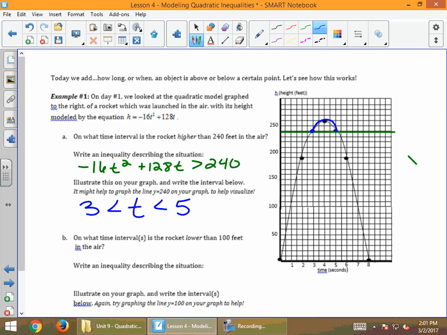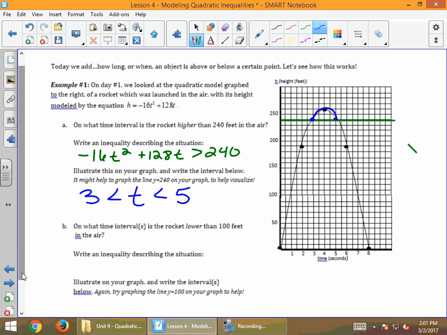We take a look at B. It says on what time interval is the rocket lower than 100 feet? Okay, and we want to write an inequality that describes the situation. So you take the model, the equation they gave you. If it's lower than 100, are we going to put less than or greater than? Less than. Lower, beneath, under, it's going to be less than 100.